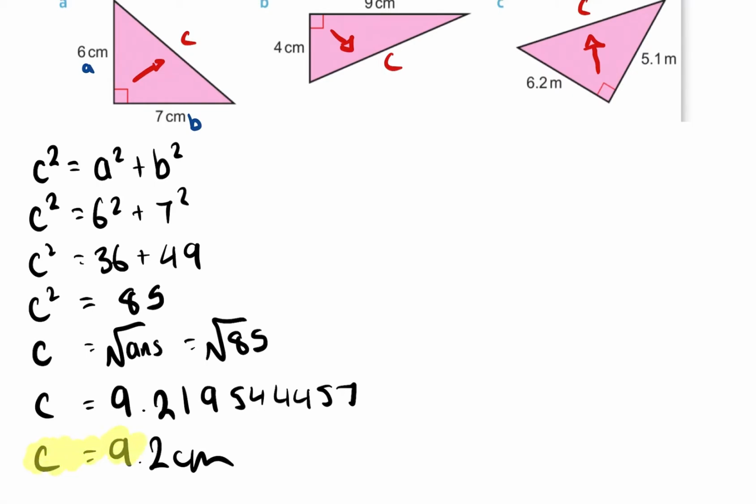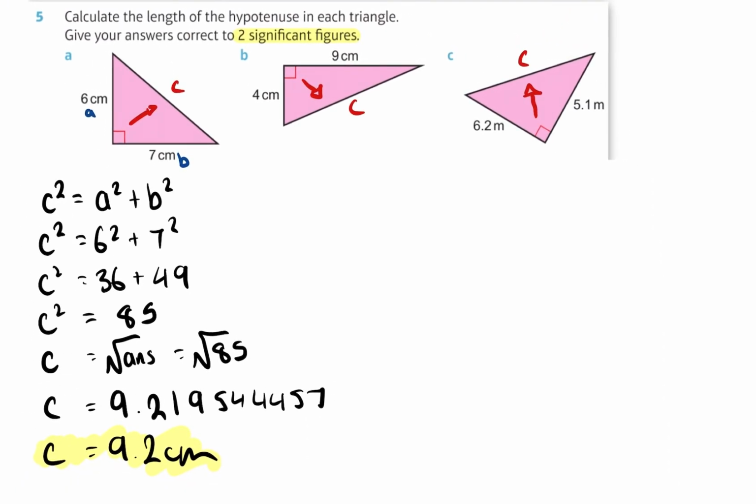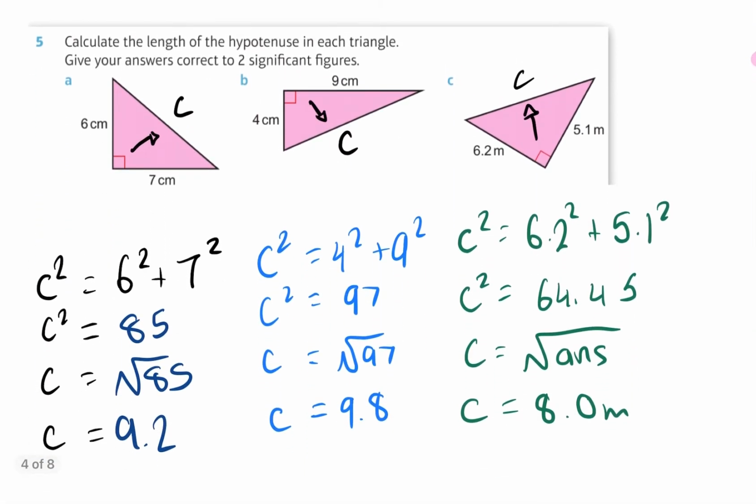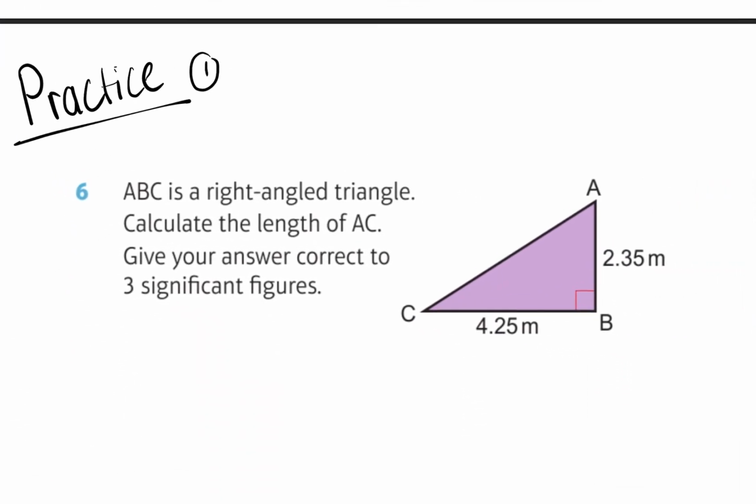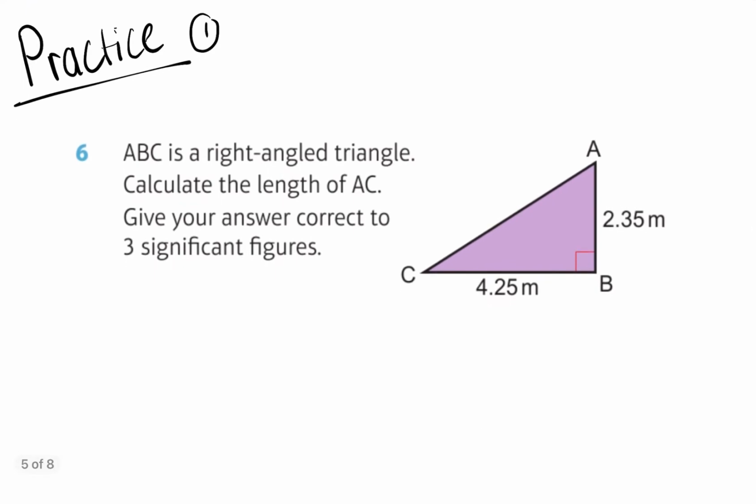There we are. Pause here, have a go at these other two, and then I'll move on in 3, 2, 1. Okay, here are the answers. Self-mark. And then here's a little checkpoint. Have a go at this one. This is a bit more complicated, but I want you to answer to three significant figures, so pause it here. Okay, and then the answer will be at the end.